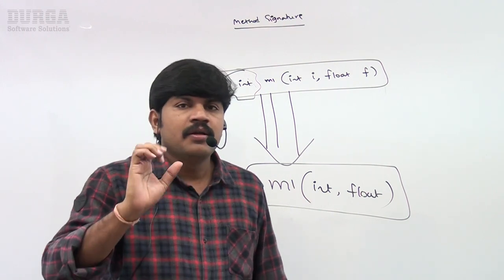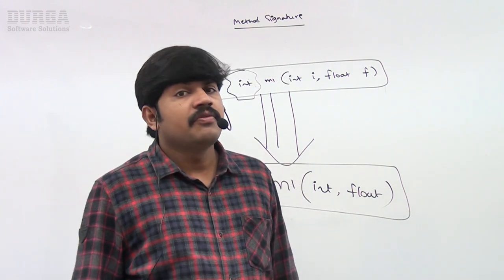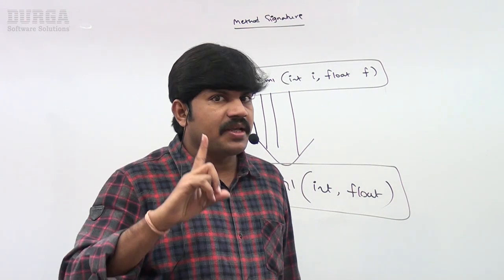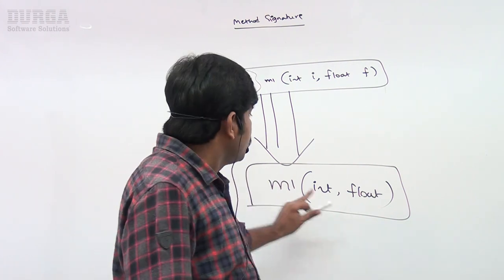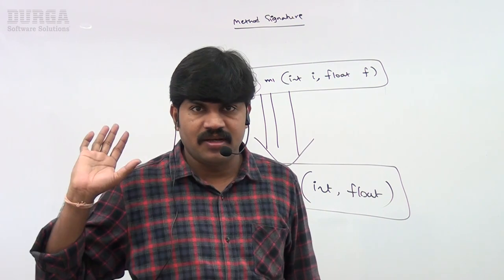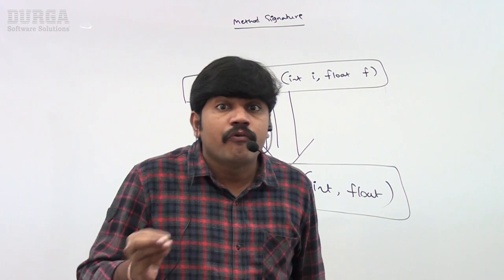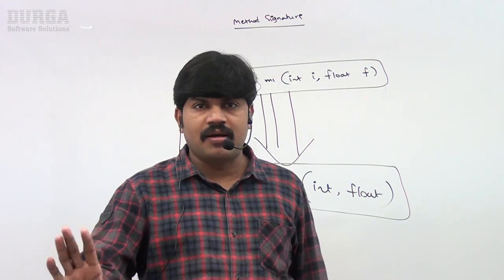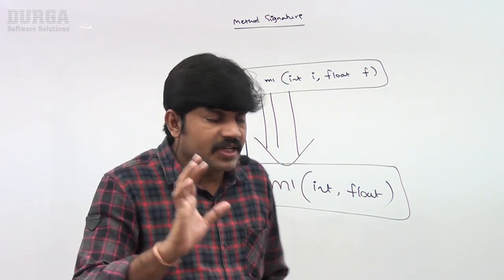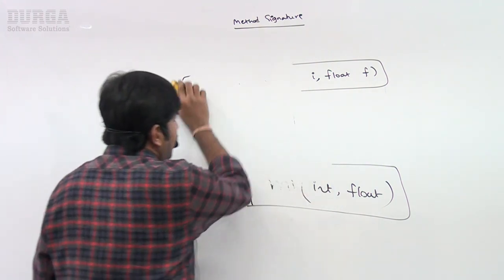Now, who is going to use method signature? Sir, very simple, the compiler will use this method signature while resolving method calls. Are you getting? Who is going to use it, right? The compiler will use method signature while resolving method calls. Sir, what does it mean? I will explain a small example, then you people can get much clarity here.